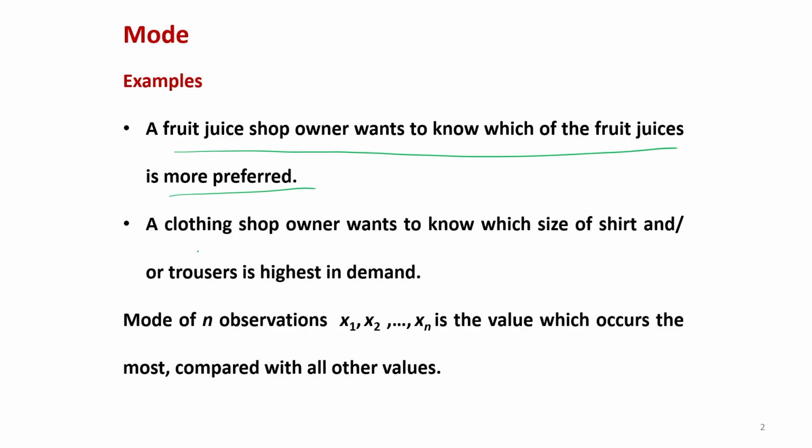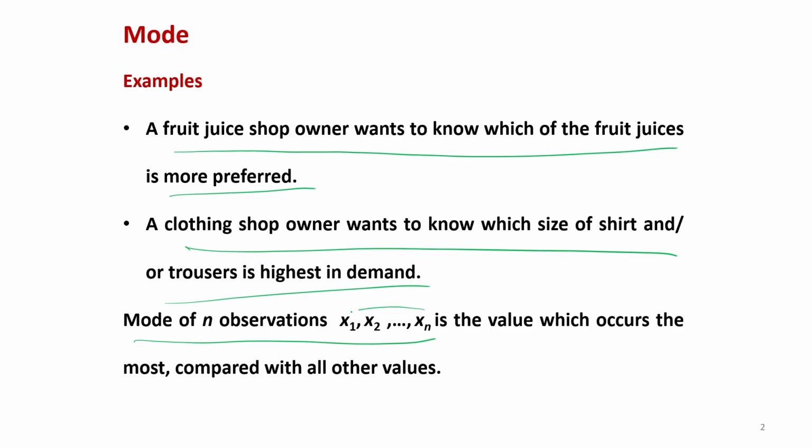A clothing shop owner wants to know which size of shirt or trouser is highest in demand. So essentially they want to know which value has the maximum frequency. So the mode of n observations, suppose you have n observations x1, x2, xn. Now you will understand the meaning of this, right? The mode of these n observations x1, x2, xn is the value which occurs the most compared with all other values, right?